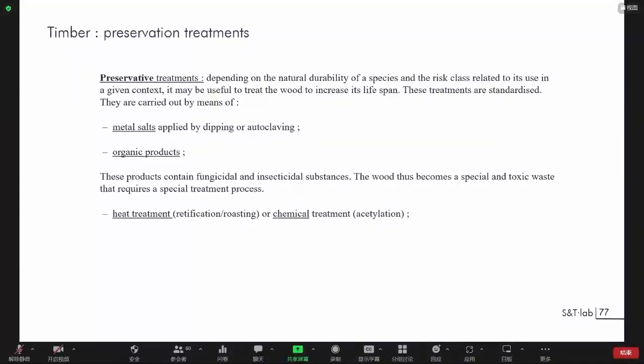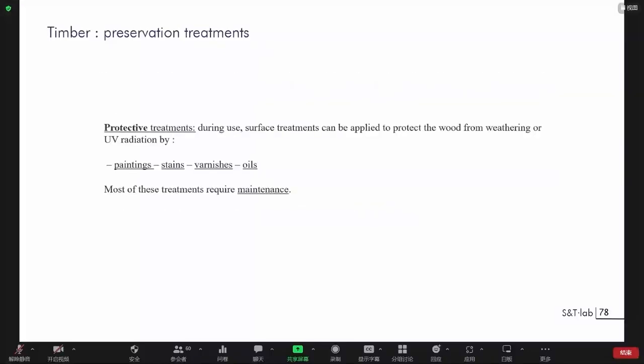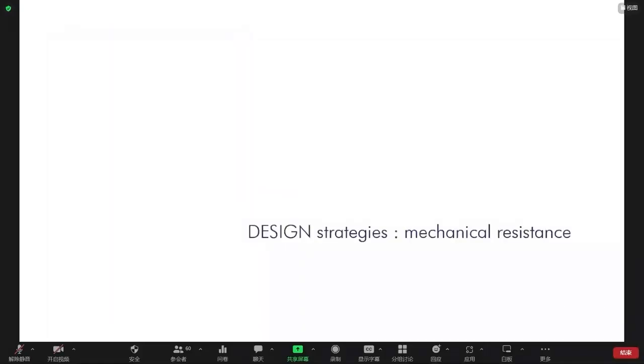You have preservative treatment, as I mentioned, so it could be metal source, it can be organic product, and could be heat treatment also, but that will be changing deeply the resistance properties, or you can use other kind of chemical, but you won't turn your natural material to, let's say, a chemical material, and that's a problem at the end. You have also protective, and not preservative, but protective, so protective around timber as painting, stains and holes, but this requires maintenance, and that's another kind of question.